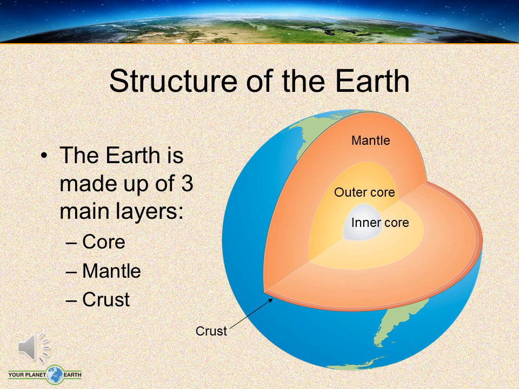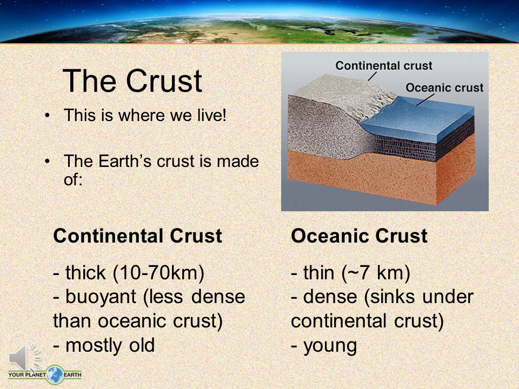The outermost layer is the crust. This is the most familiar to us, as it is where we live. The distinction between the crust and mantle is based on chemistry, rock types, and seismic characteristics. The Earth has two different types of crust: continental crust and oceanic crust. Each has different properties and therefore behaves in different ways.